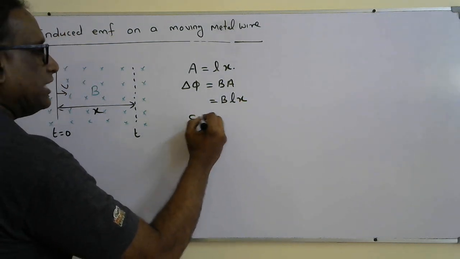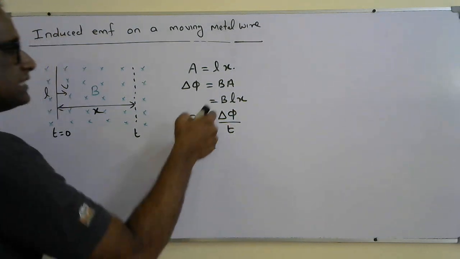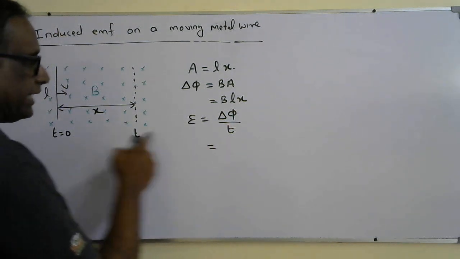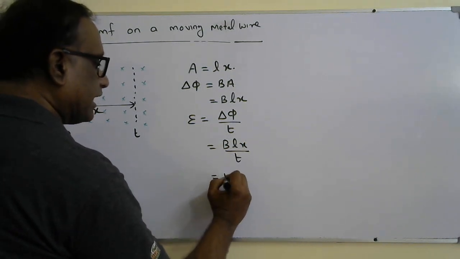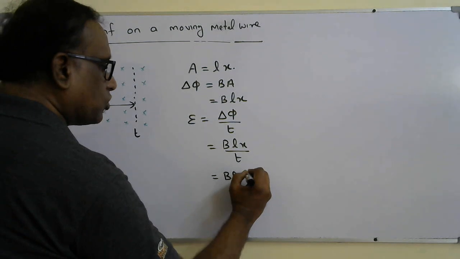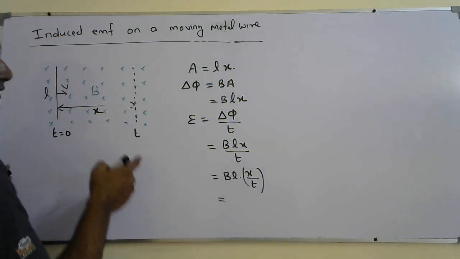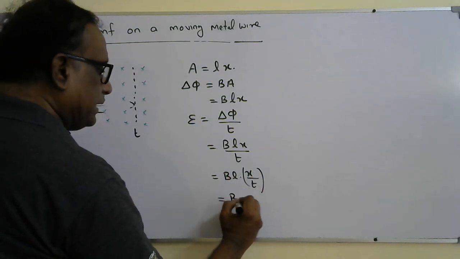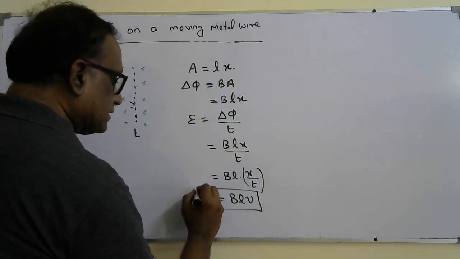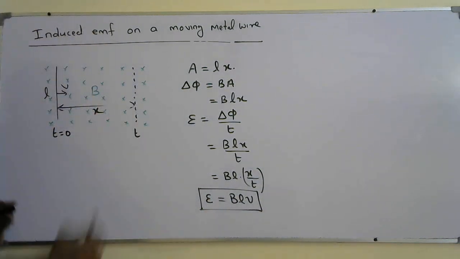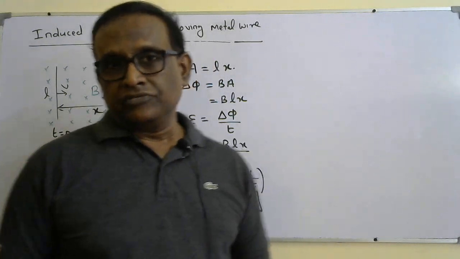According to Faraday's law, the induced EMF is given by the change in flux over the time taken. This change in flux occurs during time t. So BLx over t, which I can write as BL times x over t. x over t, distance moved over time taken, is the speed. So BLv. This derivation gives the same equation, but here I used Faraday's law, while earlier I did not.